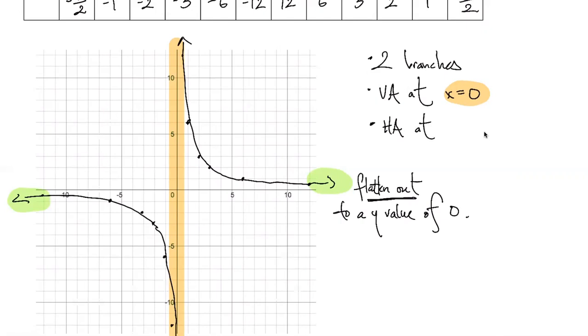And we have the horizontal asymptote at the y value that the curve flattens out to. So if we were to draw in our horizontal asymptote here, let's do yellow, that's going to be right here. And let's label this as the horizontal asymptote at y equals 0.